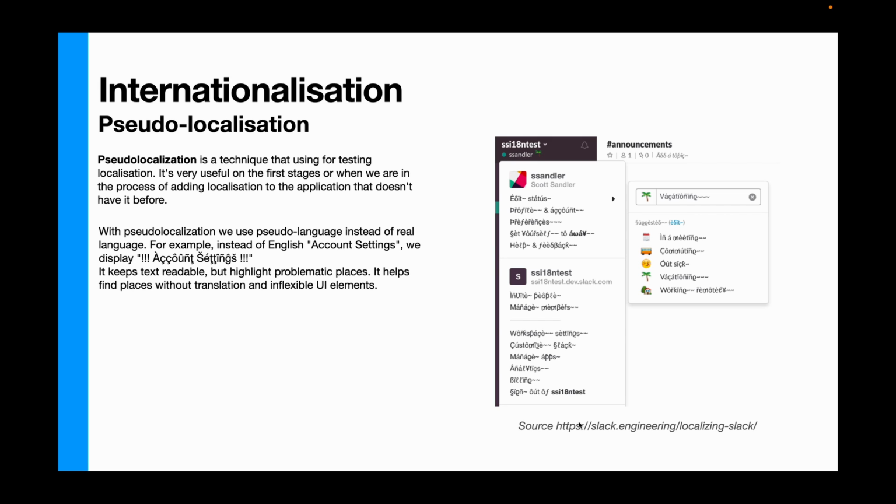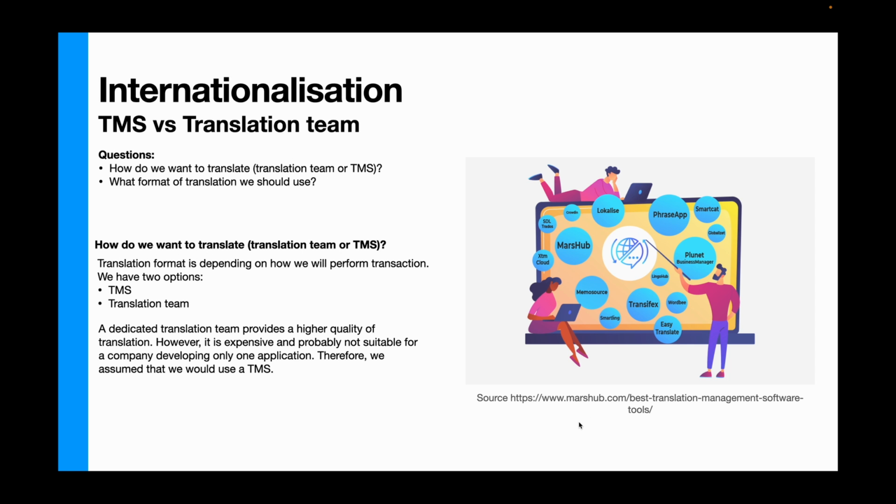The next question is how exactly we can translate text on the site. We have two possible options, TMS or a translation team. TMS is a translation management system, a system for automatic translation. A dedicated translation team provides a higher quality of translation. However, it is expensive and probably not suitable for a company that is developing only one application. Therefore, we assumed that we would use a TMS.